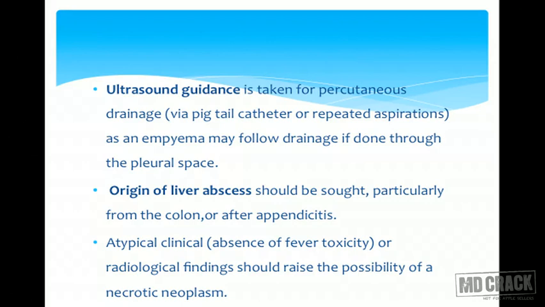As an empyema may follow drainage if it is done through the pleural space, care should be taken not to traverse the pleural space. The origin of the liver abscess should be sought, that is, where the source has come from to the liver, particularly from the colon or after appendicitis. So the origin of the bacteria should be tackled along with the treatment of the hepatic abscesses.